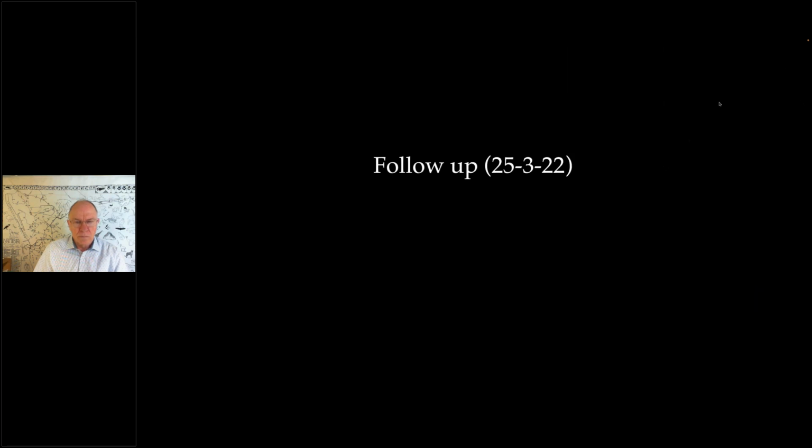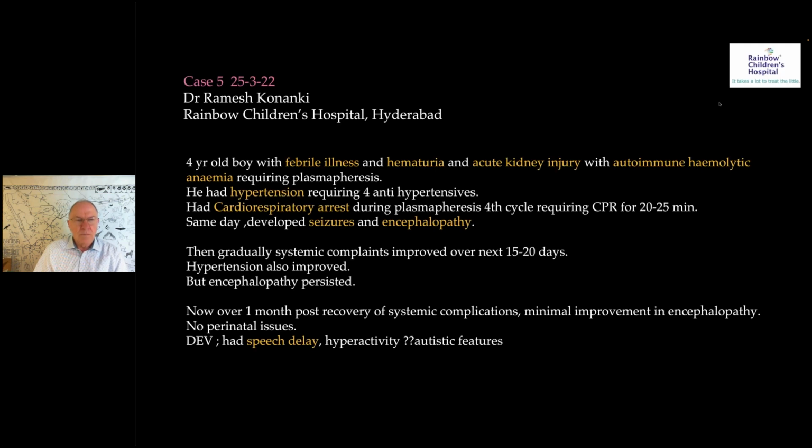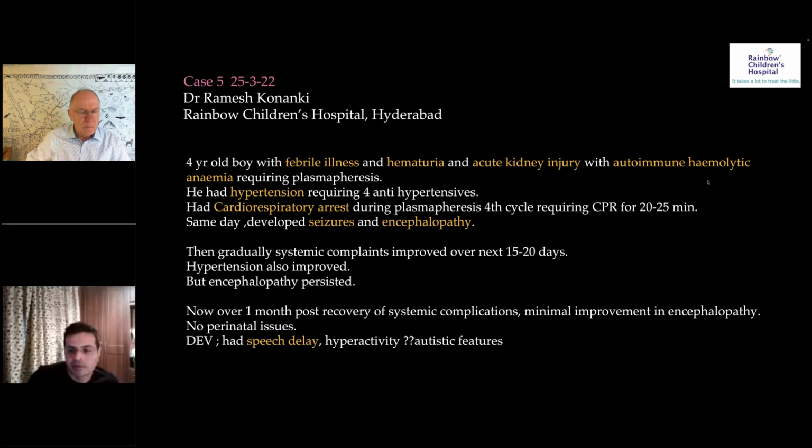Yeah, that finishes our case. I have just two follow-up cases from previous discussions with genetic follow-up. So this is a case from Dr. Ramesh. I'll just quickly go through the presentation. The child was a 4-year-old boy, presented with febrile illness, hematuria, had acute kidney injury with autoimmune hemolytic anemia, had hypertension and required four antihypertensives to control the hypertension, had cardiorespiratory arrest, followed by seizures and encephalopathy. Developmentally had slight speech delay with possible autistic features.